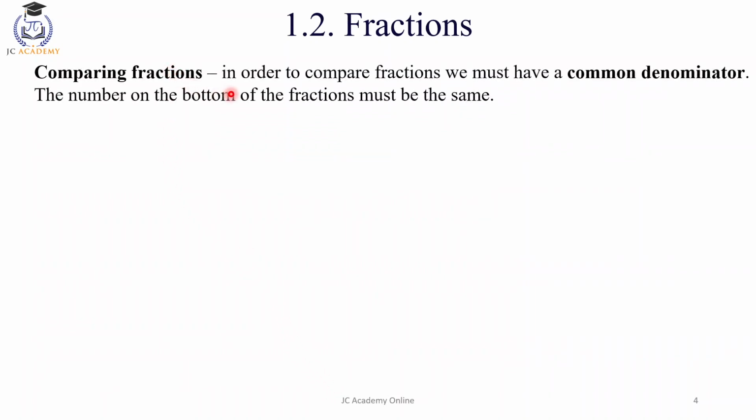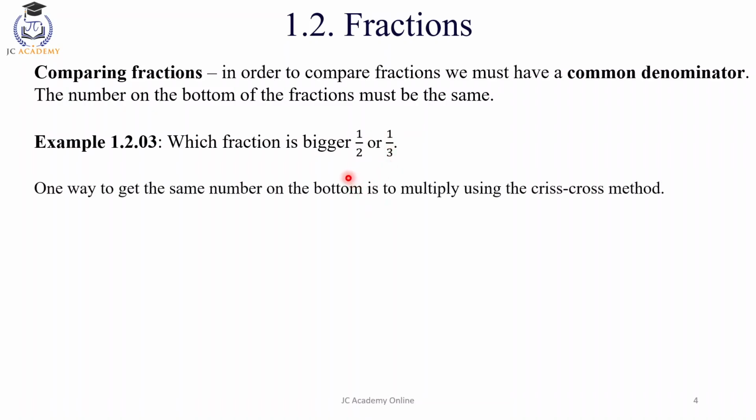Comparing fractions. In order to compare fractions, we must have a common denominator. That means the number on the bottom of the fractions must be the same. So let's look at an example. Which fraction is bigger, a half or a third? One way to get the same number on the bottom is to multiply using the crisscross method.